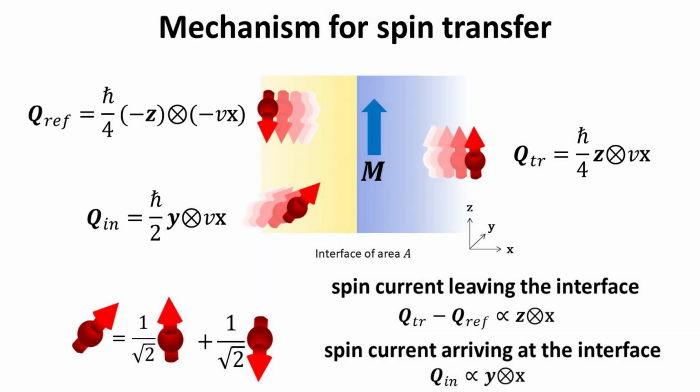In summary, the total spin current leaving the interface is different from the total spin current arriving at the interface. The spin current arriving at the interface has spin direction along y. The spin current leaving the interface has spin direction along z. This is a unique consequence of the spin-dependent reflection probability discussed previously.